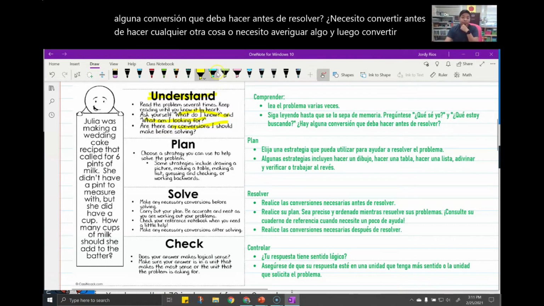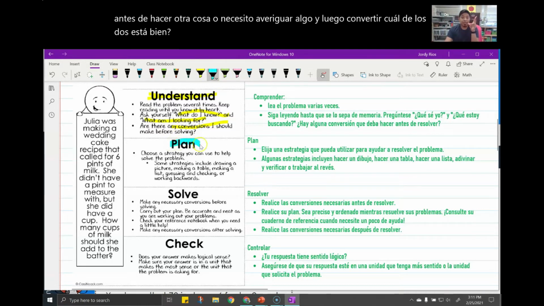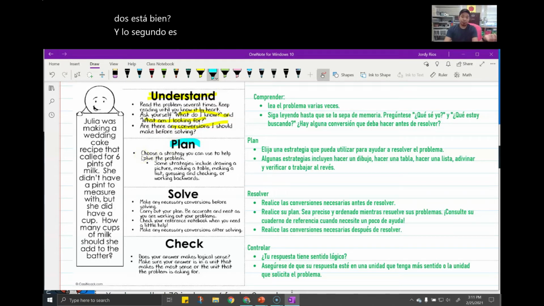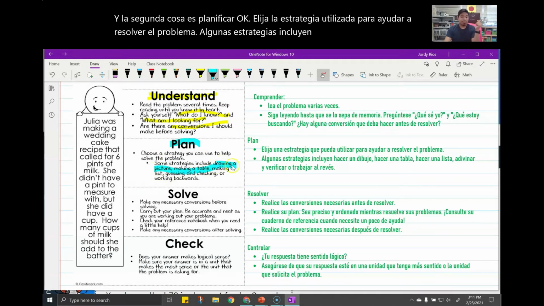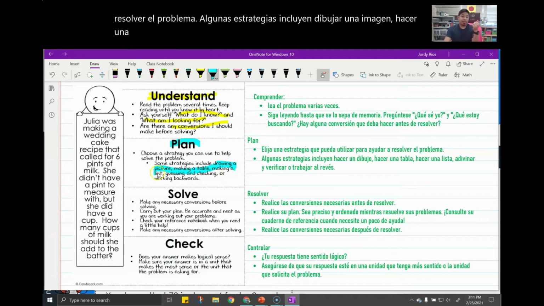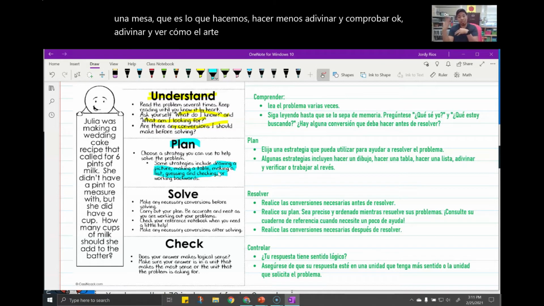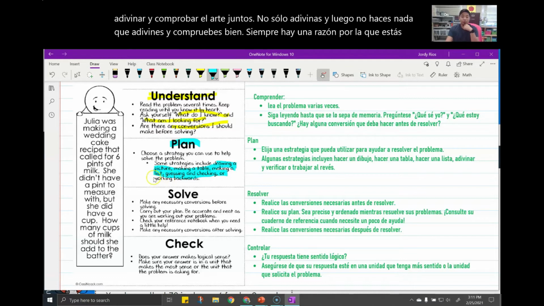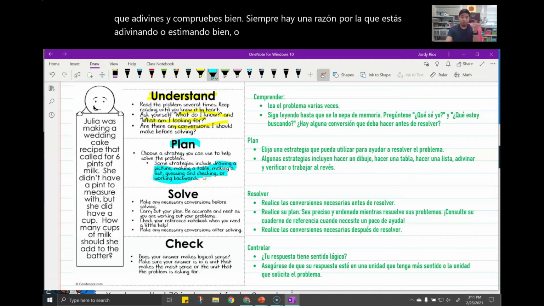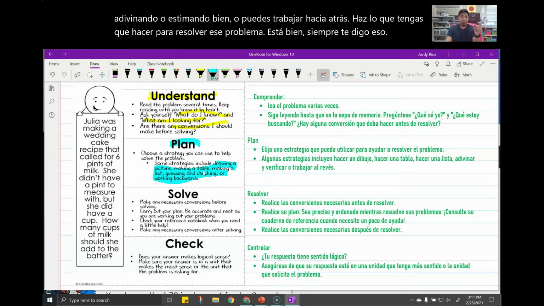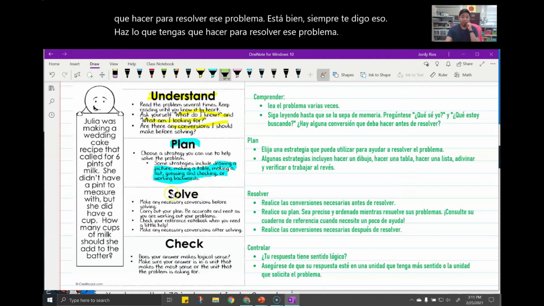Okay, and second thing is to plan, okay? Choose a strategy you use to help solve the problem. Some strategies include drawing a picture, making a table, which is what we do, making a list, guessing and checking. Okay, guessing and checking are together. You don't just guess and then do nothing. You guess and check. Okay, there's always a reason why you're guessing or you're estimating, okay? Or you can work backwards. Do whatever you need to do to solve that problem, okay? I always tell you that. Do whatever you need to do to solve that problem. Let's look at the next one.